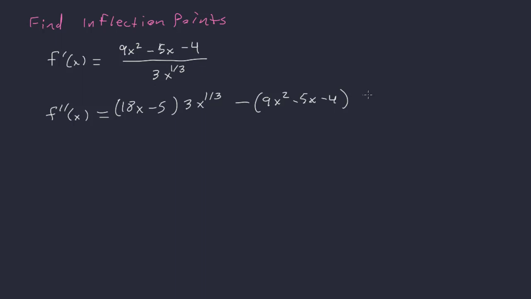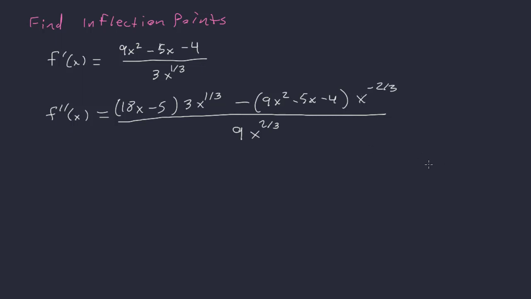Well, the derivative of the bottom, the 3's will cancel, so we'll get x to the 1/3 minus 1, so that would be minus 2/3. Okay, all over the denominator squared. So it'll be 9 times, well, x to the 1/3 squared will be x to the 2/3.